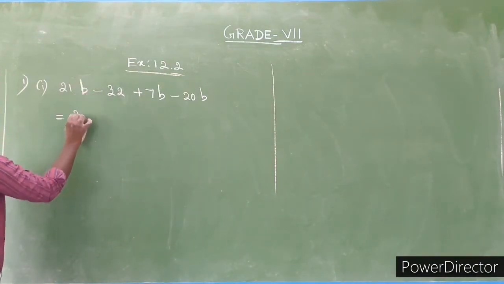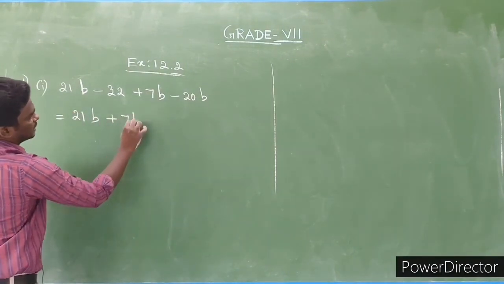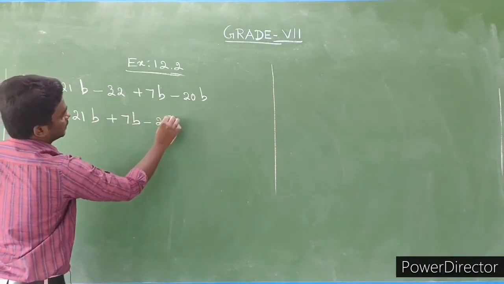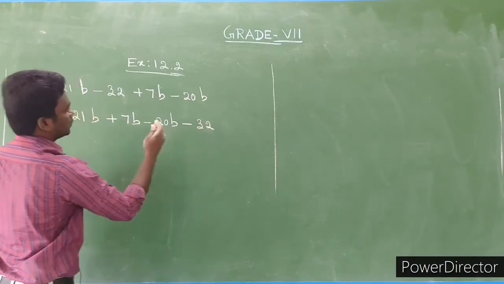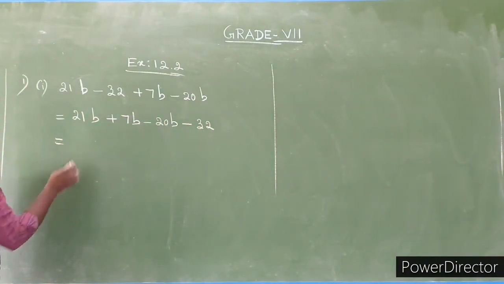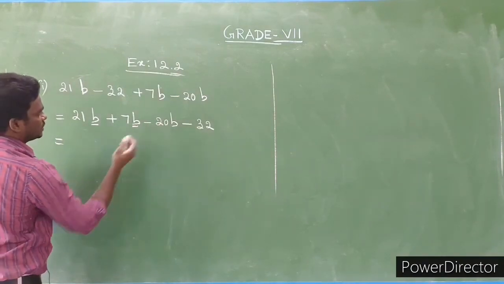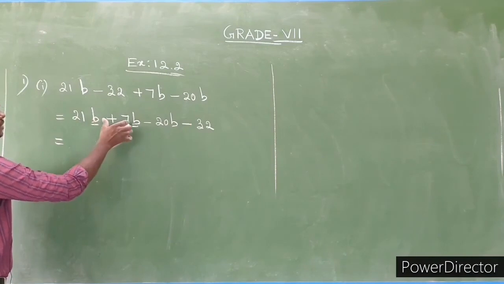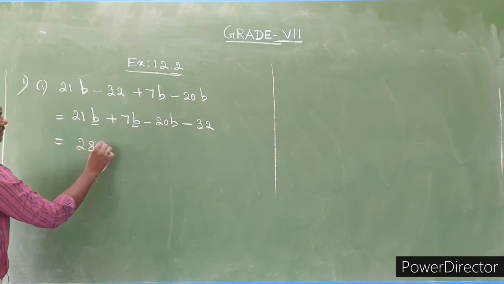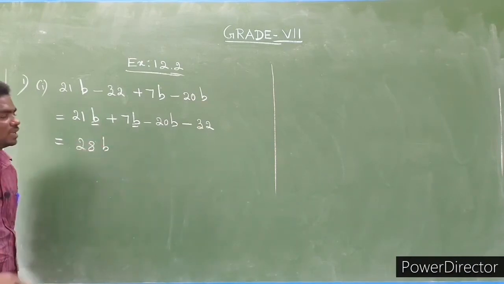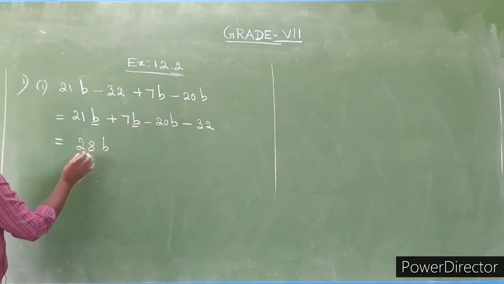How to simplify? First we write the value 21b, next 7b. We can change the order only, then minus 20b. Next, what is the remaining value? Minus 32. We only change the order of the expressions. So next, 21b plus 7b. Here b is the variable for these two terms, so we can directly add the numerical values. 21 plus 7, what is that? 28. And the variable is b. We can add like terms only. So 21b plus 7b is 28b.